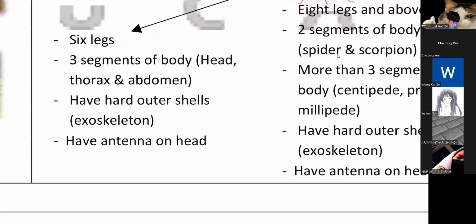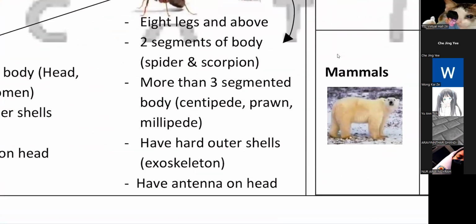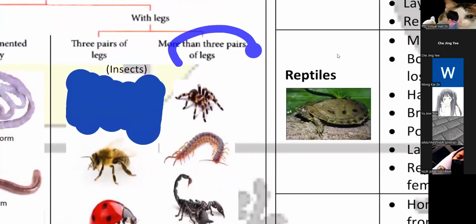Okay, anyway, so it has a hard outer shell, which is exoskeleton, and it has antenna on the head. Okay, so hard shell lah. All insects have hard shell. You don't believe me? You try and eat them and see. You try and step on a cockroach and see. You can hear the crack sound. That's the shell lah.